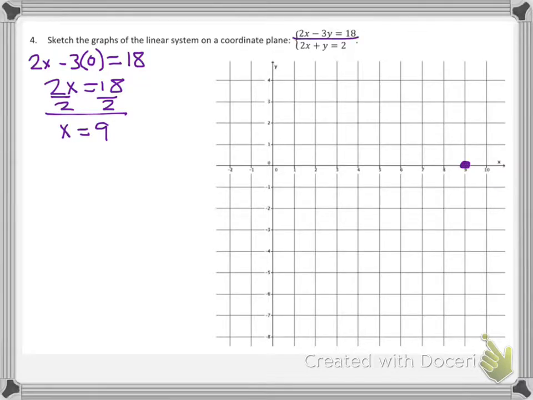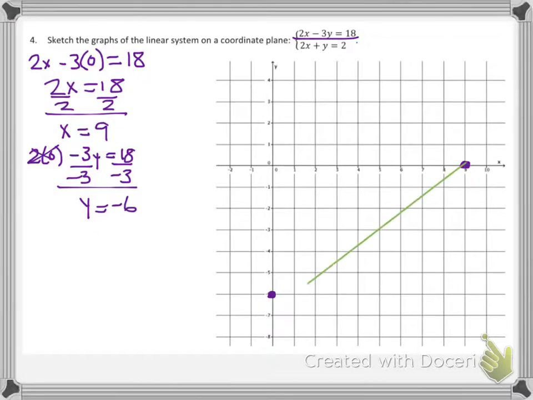That's this first equation. Now I'm going to make my x value 0. So 2 times 0 minus 3y equals 18. And then since this is gone, I'm going to divide by negative 3. And we get y equals negative 6. So I'm going to cross the y-axis at negative 6 down here and connect those 2 points, and we have our line. So there's our line for the first equation.